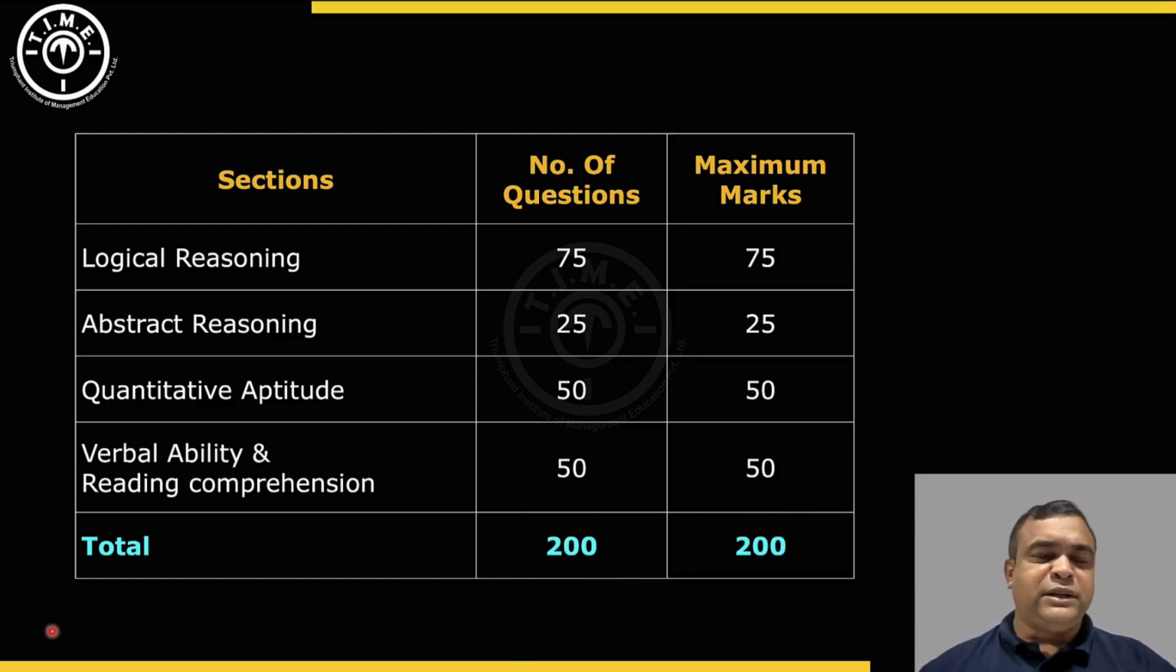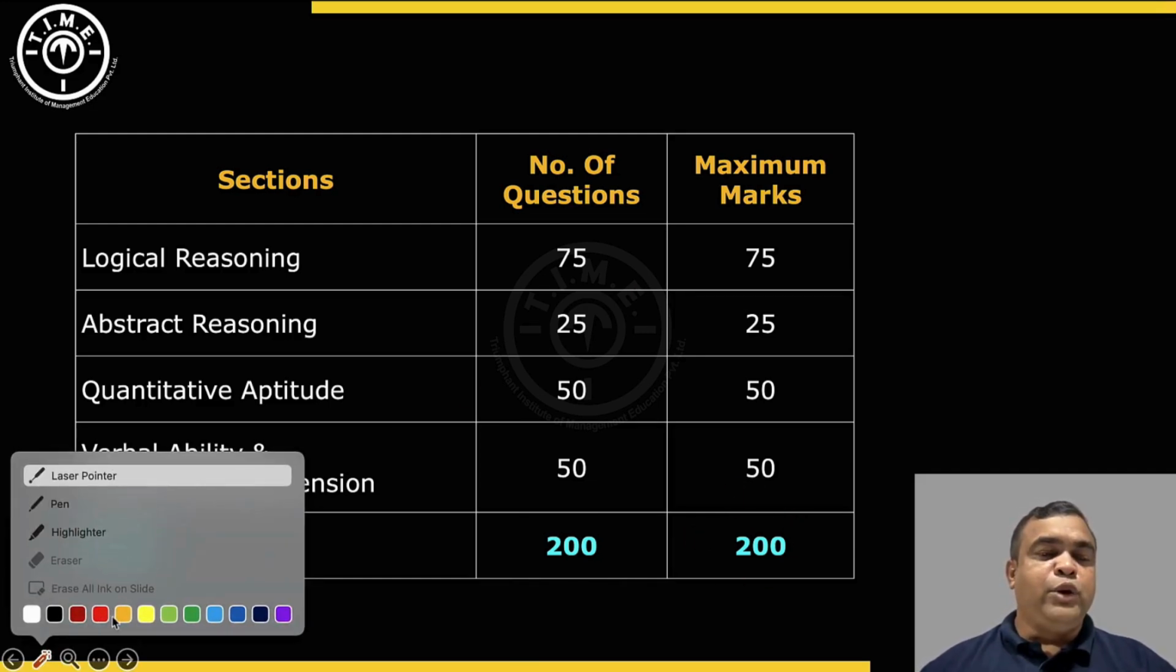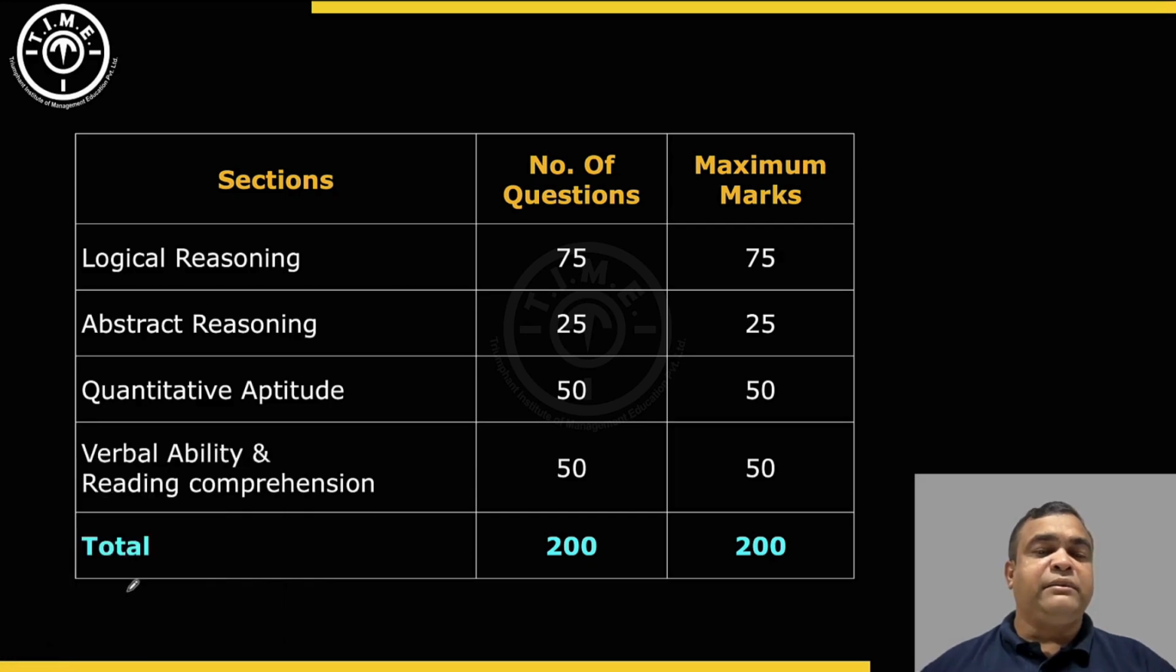As far as the interface was concerned, there was a drop down menu through which you can select the section. So you can decide the order of the sections in which you want to attempt the paper. Basically, from any section you can attempt any question.